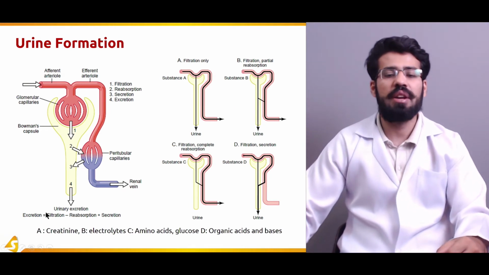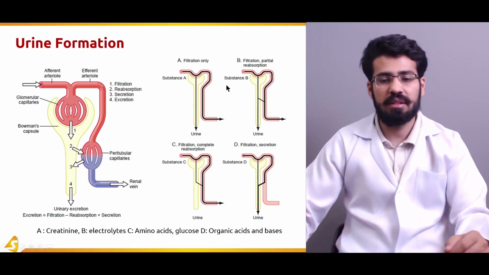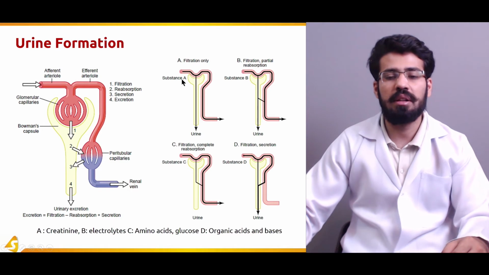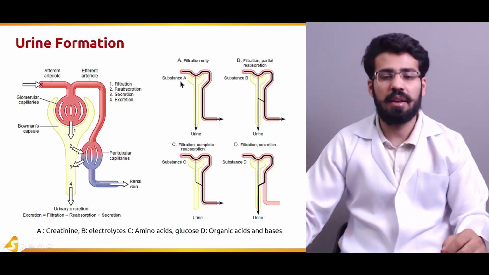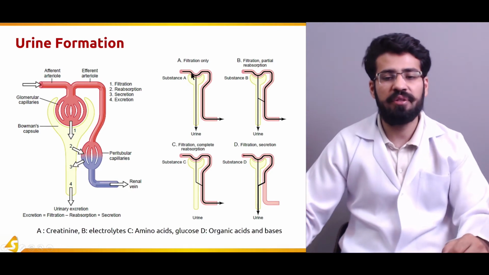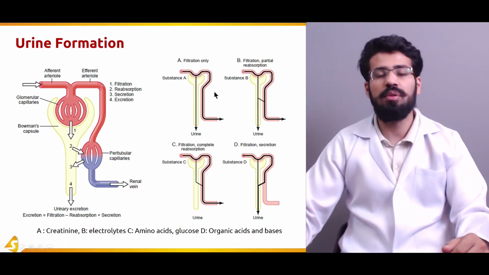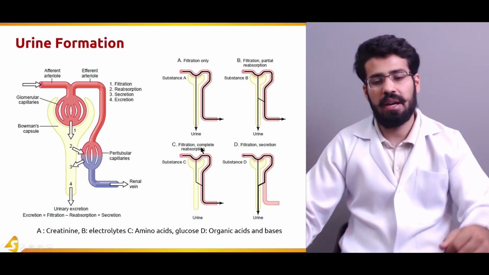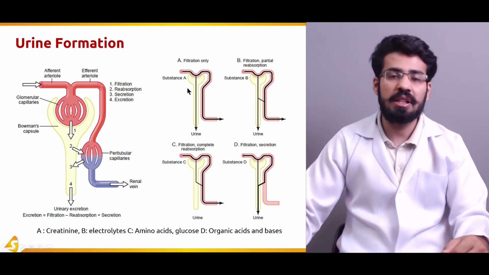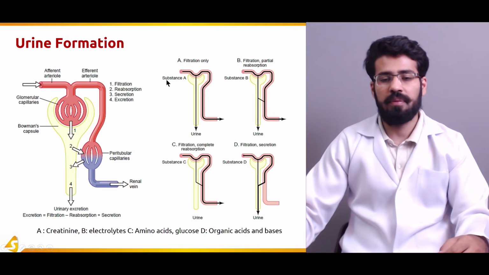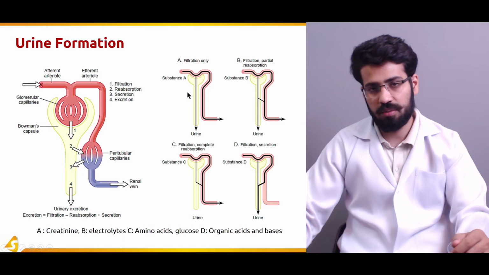Now, there are four scenarios discussed over here, and these substances are hypothetical substances. I'm going to discuss in detail each of these steps. There is a particular case where a substance A is only filtered from the glomerular filtrate and is not reabsorbed back into the tubules, collecting tubules, or secreted back. So it will go directly into the urine. This particular substance A can be anything. One example of substance A is creatinine, which is produced from muscle creatine.